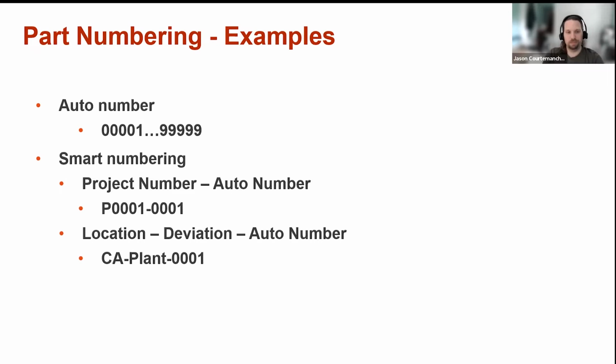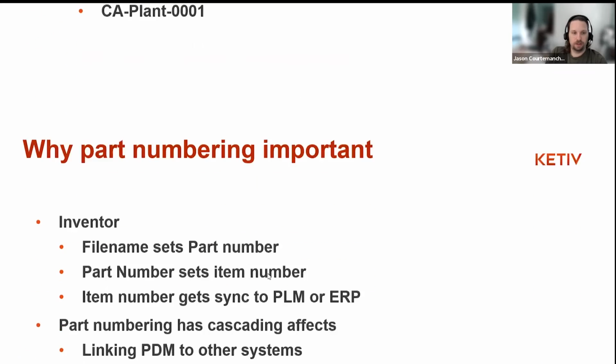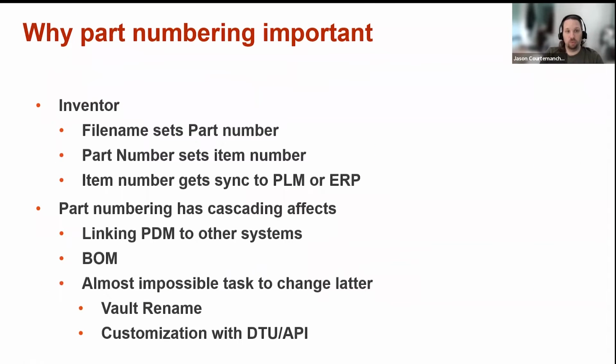And so it's those things we have to balance out. The really important thing, especially for those of you who have been using Inventor and Vault, is that when you create a file in Inventor, it automatically sets the part number to be identical to the file name. And once that file gets into Vault, that part number is what's used when you assign an Inventor file to an item.